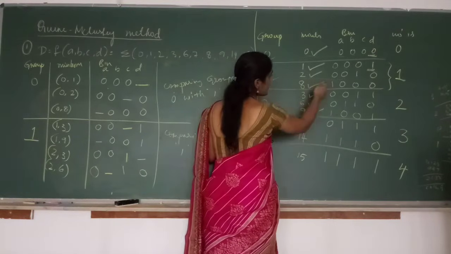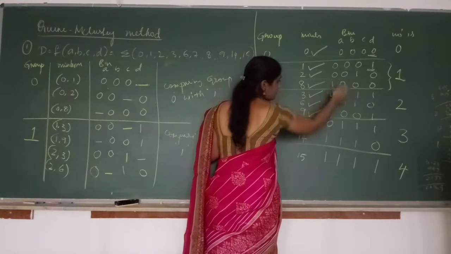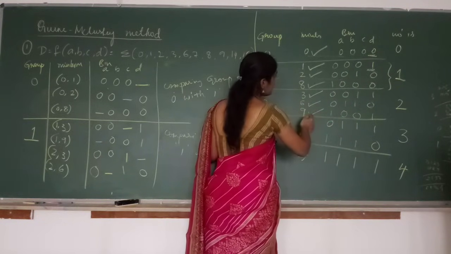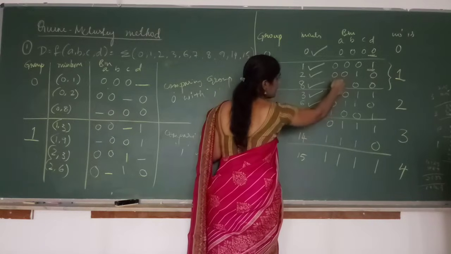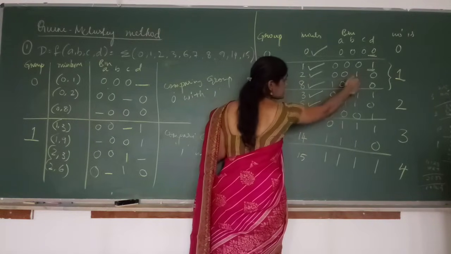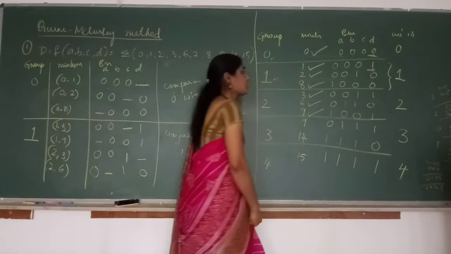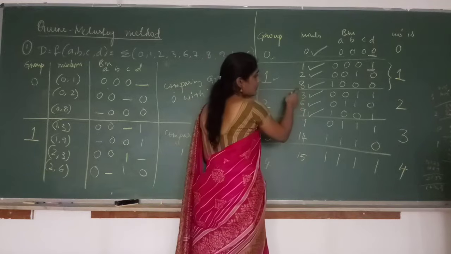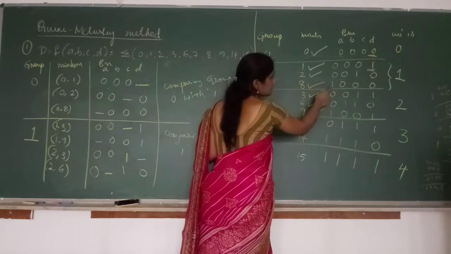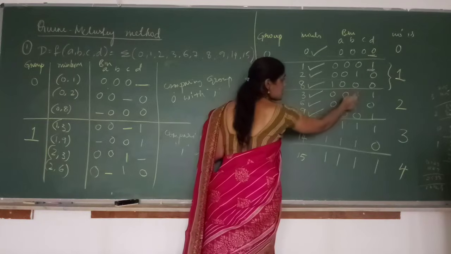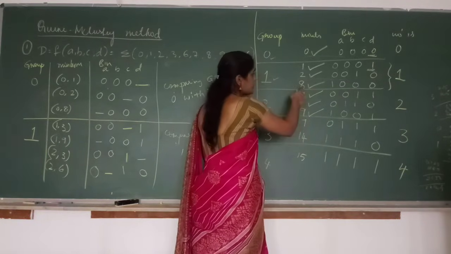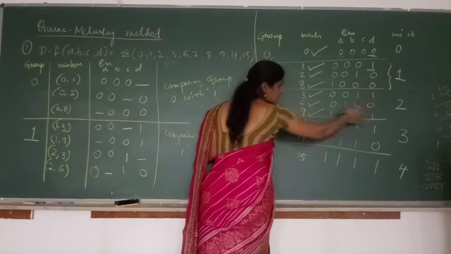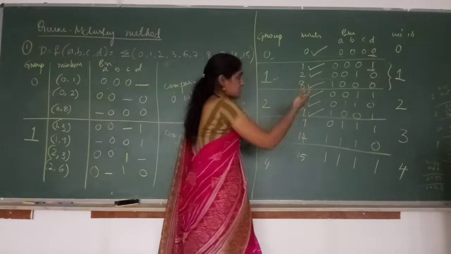If you compare 2 with 9, A is different, B is same, C is also different, right? 2 and 9, yes, A is different, B is same, C is different, D is also different, so we cannot group 2 and 9. 2 and 9 cannot be grouped, leave. Now you compare 8 with 3. A is different, B is same, C is different, D is different, so cannot group. Compare 8 with 6. A is different, B is different, C is different, D is same. Cannot group because more than one variable difference is there.